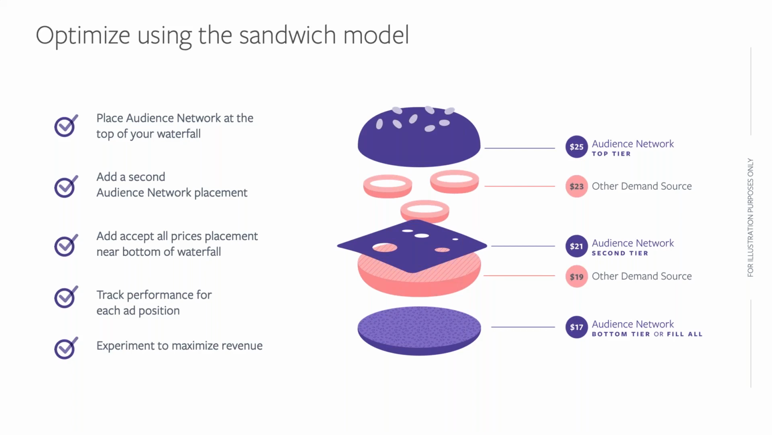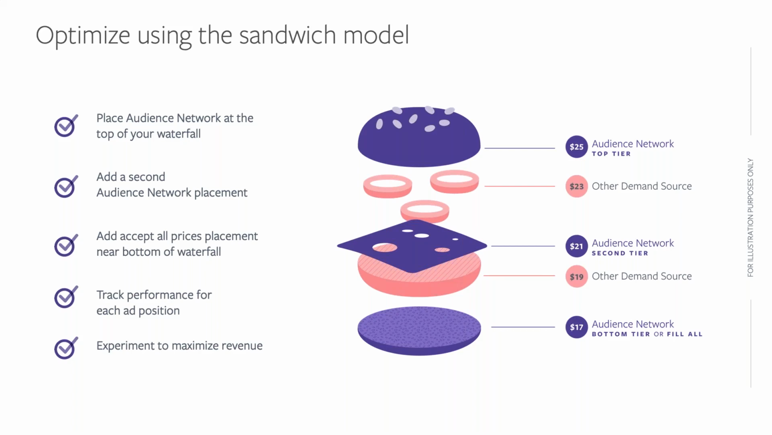Then you would set a second Audience Network placement in the middle with a second tier at $21. But really here, you're just aiming to have Audience Network in the middle of your waterfall. So the price depends on the different demand partners in your waterfall. Then after the second tier, you would have another demand source. And then the third step is to set Audience Network as a backfill with an accept all price setting at the bottom of the waterfall.